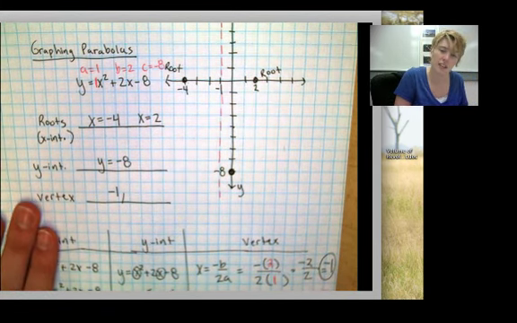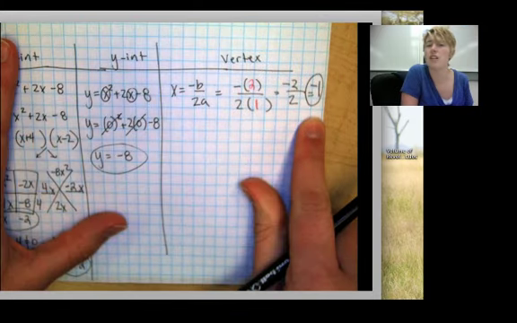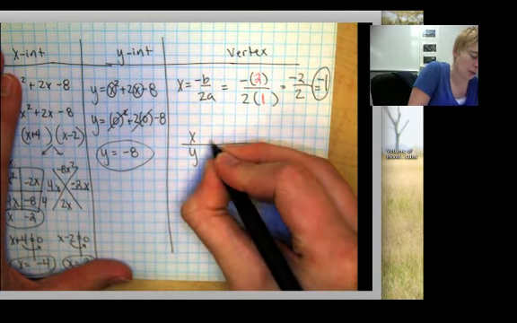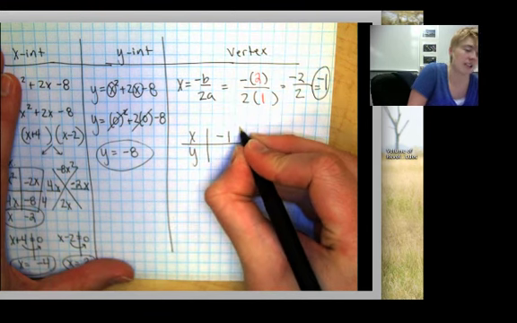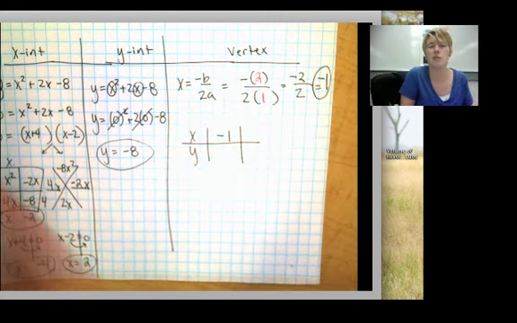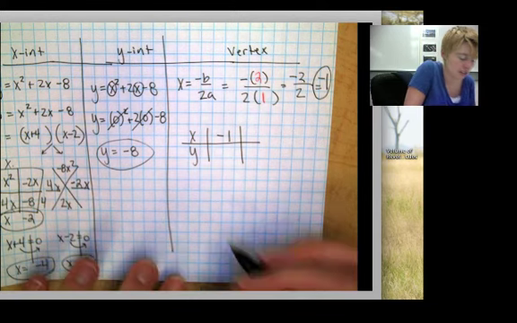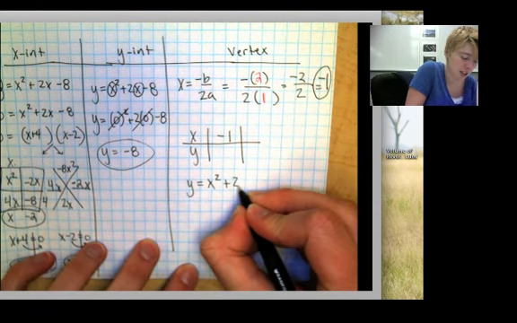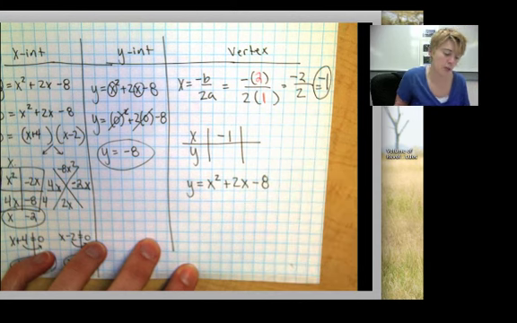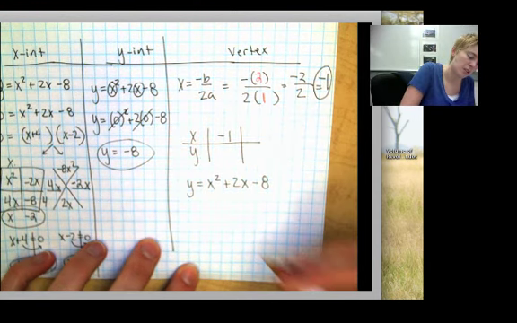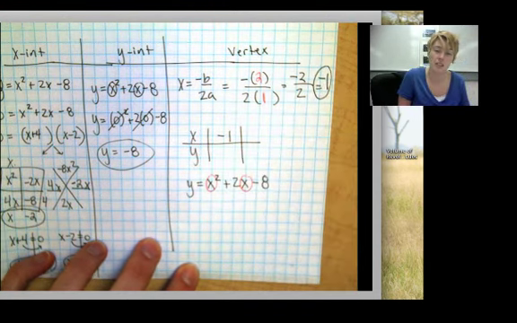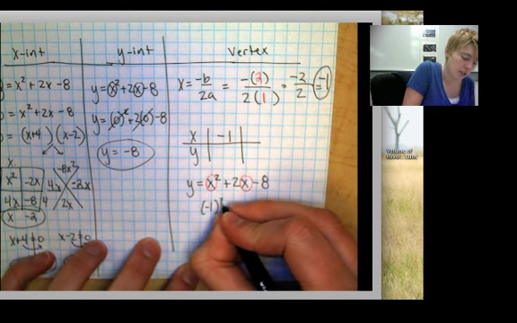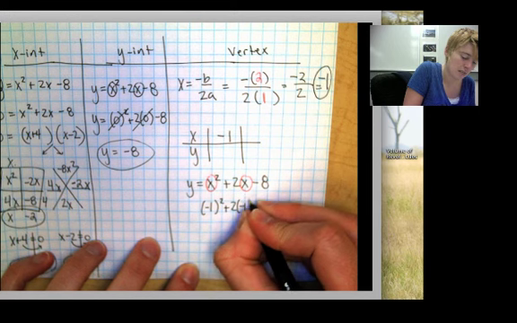So go back down here, and we're going to finish off this problem by making a little XY table. And the only number I'm going to put in my table is this negative 1. I need to substitute negative 1 into my rule and get an answer. So y equals x squared plus 2x minus 8. I'm going to substitute in my negative 1 where the x's are. So I'm going to make it negative 1 squared plus 2 times negative 1 minus 8.